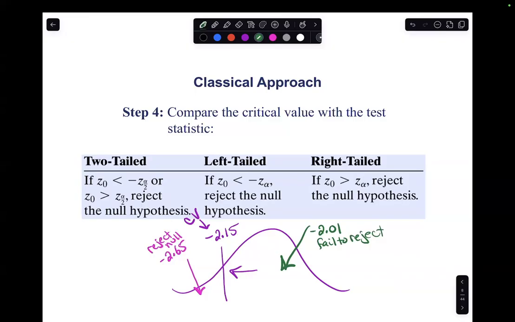So I'm just comparing it with that critical value. If it's outside my confidence interval, then I'm going to reject the null. If it's inside, if it's closer to the mean than my confidence interval, then I'm going to fail to reject. Does that make sense?